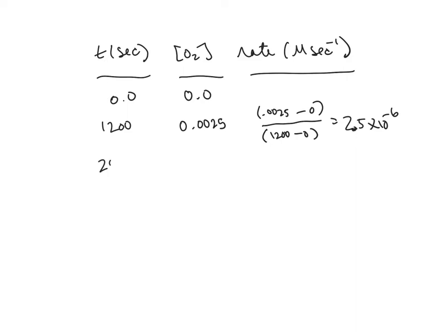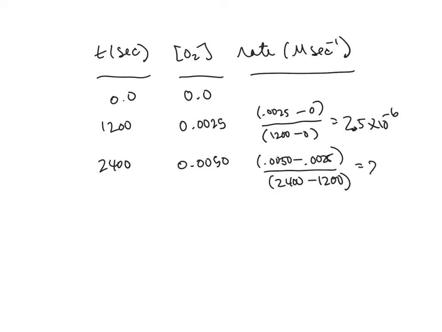Then let it go another 1200 seconds to a total of 2400. You get 0.0050. The rate here will be 0.0050 minus 0.0025 divided by 2400 minus 1200 seconds, and you get the same number, 2.5 times 10 to the minus 6 molar per second.